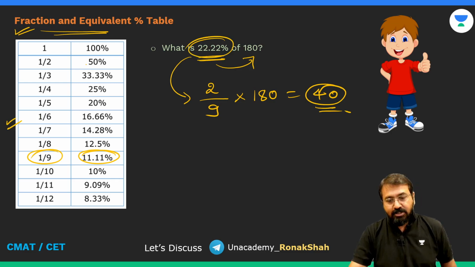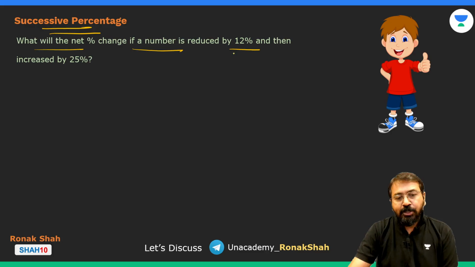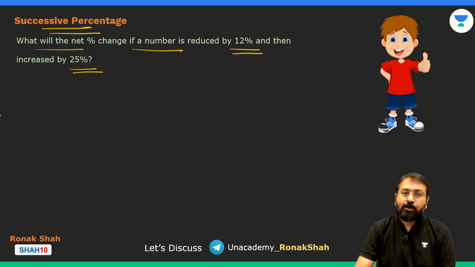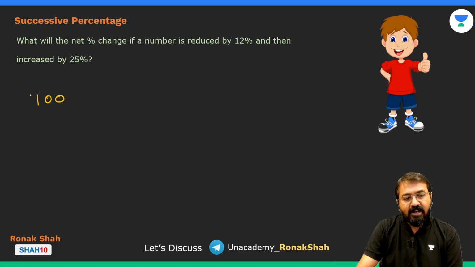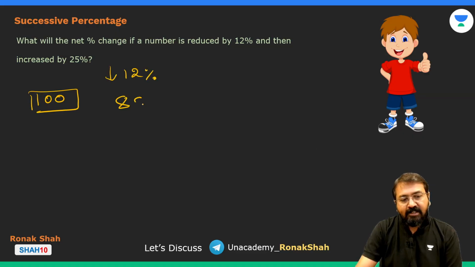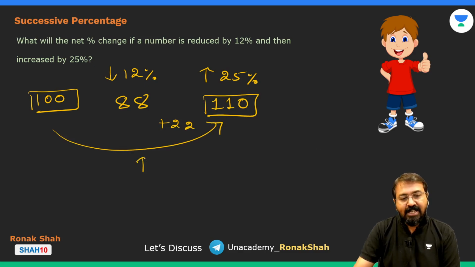Okay. Let's look at this concept, successive percentage change. For example, you are asked what will be the net percentage change if a number is reduced by 12% and then increased by 25%. Now there are two ways to do it. First, you can assume the number as 100 and then reduce this 100 by 12%, so it will become 88, and then increase it by 25%. So 25% means 1/4, so 1/4 of 88 is 22, so it will become 110. So net percentage change is 10% increase.